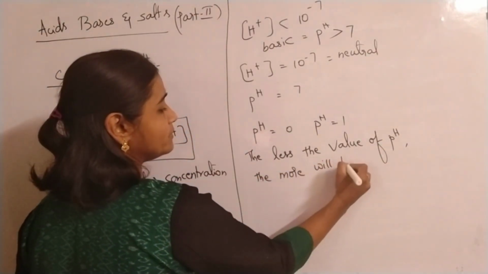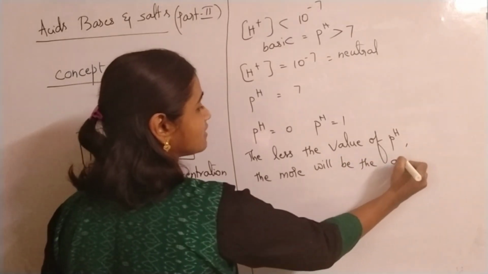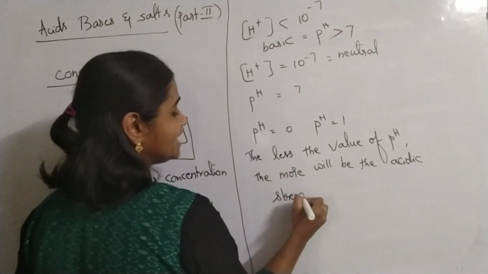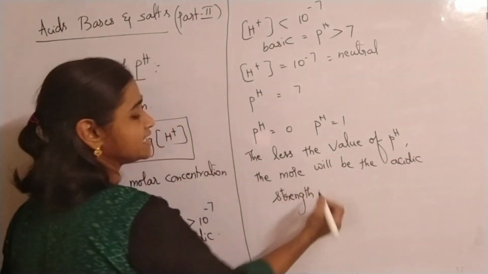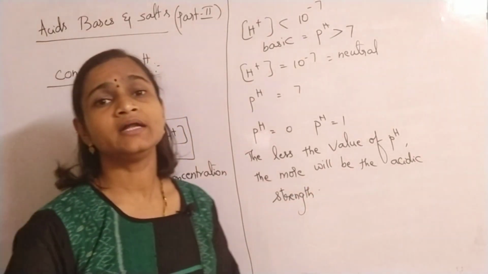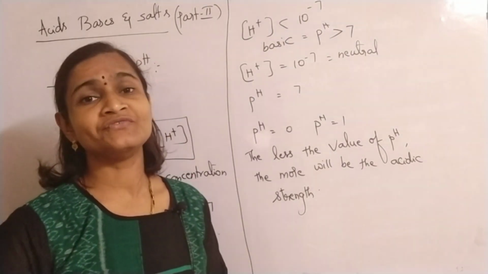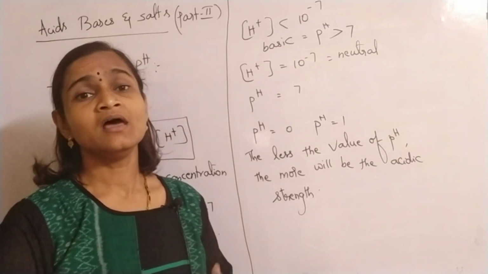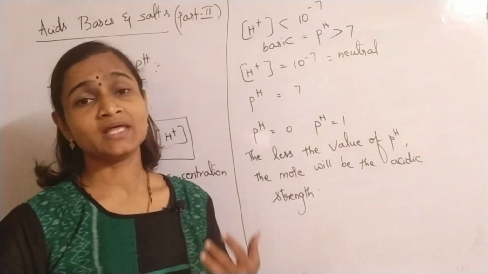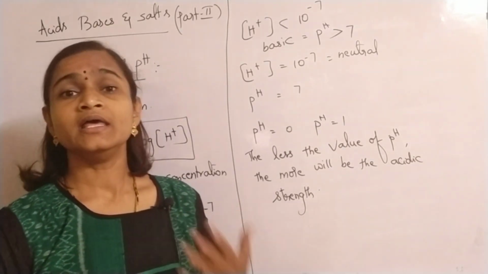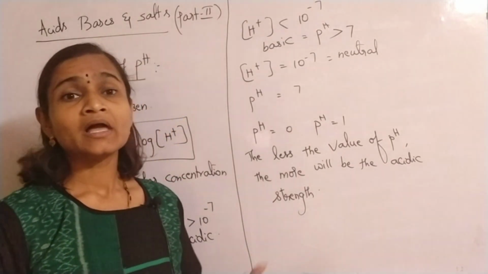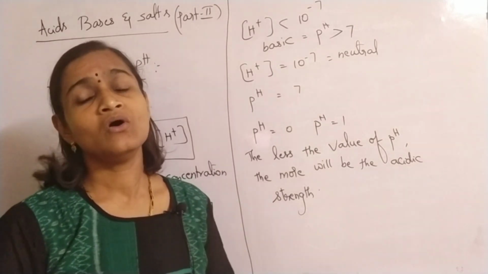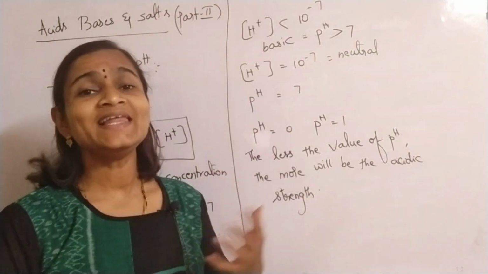Okay, now the more will be the acidic strength. So you have to remember like this. Very less pH value means more acidic it will be. Like you can take the example of batteries. Car batteries have certain electrolytic liquids, and that electrolytic liquid is acidic in nature, whose pH is almost equal to 0. So that is highly acidic.